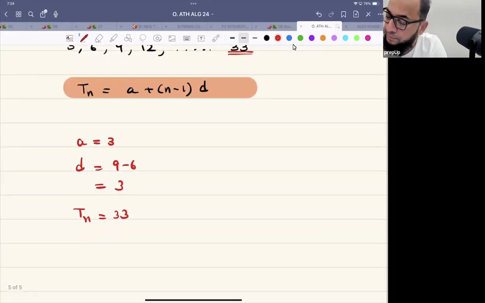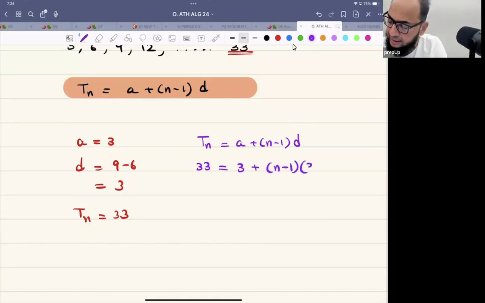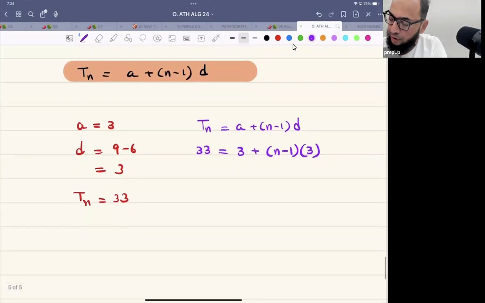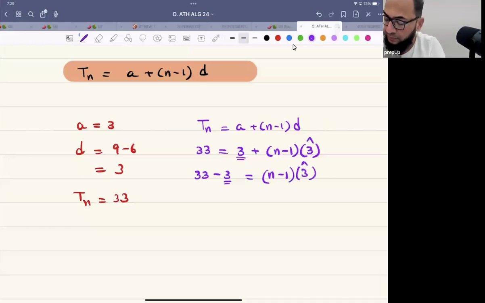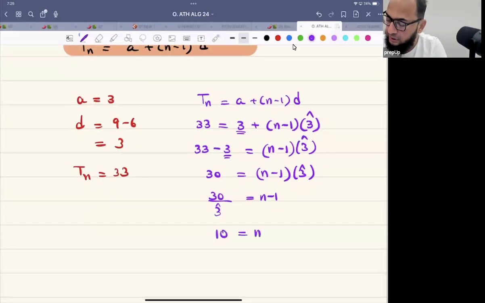That is n. So let me write over here, Tn is A plus (n minus 1) into D. Tn is 33, A is 3, n minus 1 is n minus 1, and D is 3. So let's do the calculation. 33 minus this 3 is equal to (n minus 1) into 3. This 3 is this one, so that you don't confuse both of them. 30 is equal to (n minus 1) into 3. 30 over 3 is n minus 1. 10 is equal to n minus 1. Therefore, n comes out to be 11.